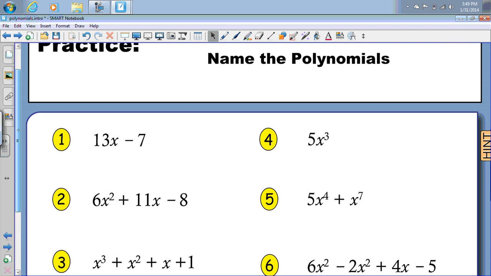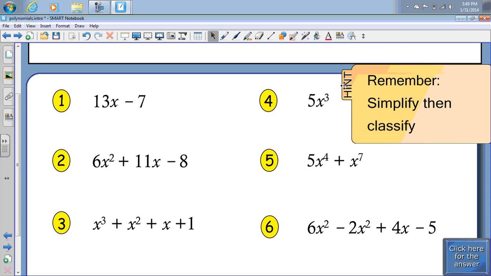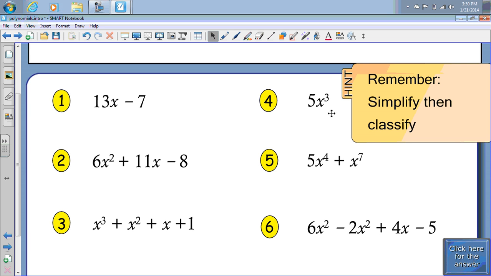All right, so let's name polynomials. Take a minute, name them in your head. Press pause because I'm about to give you the answer if you're not ready. But first, let me give you a hint. I think number 6 is the only one you need to do that for. All right, press pause.